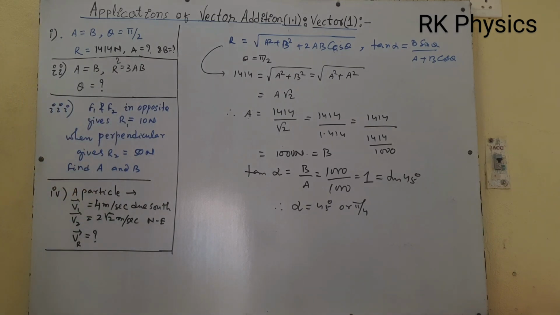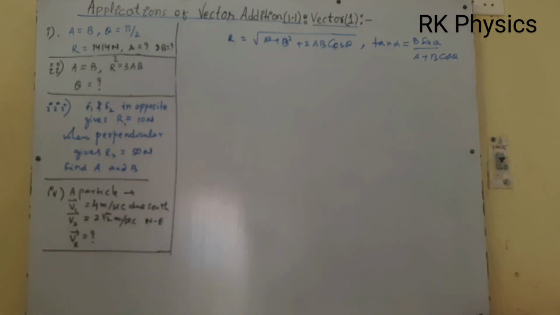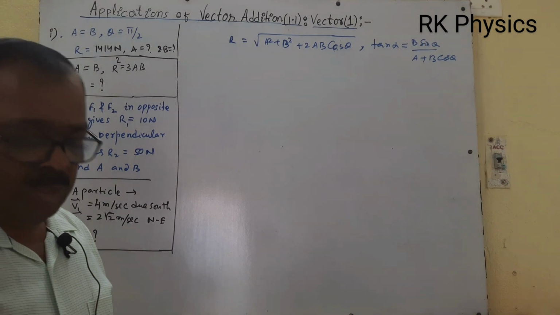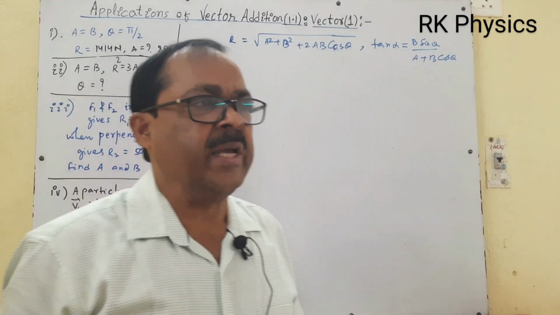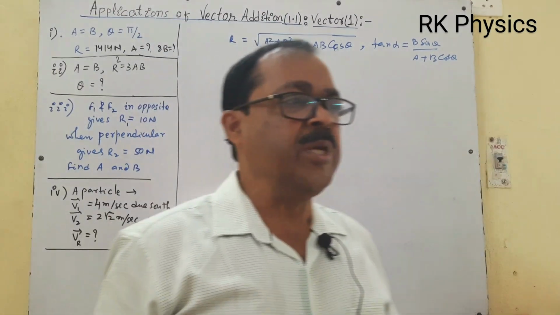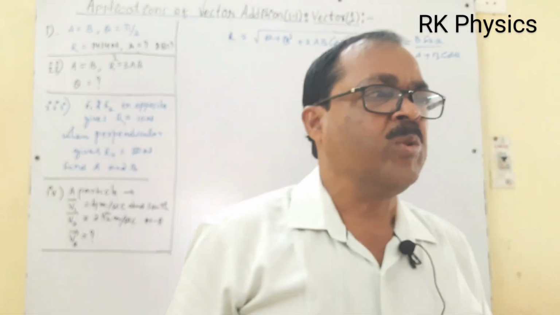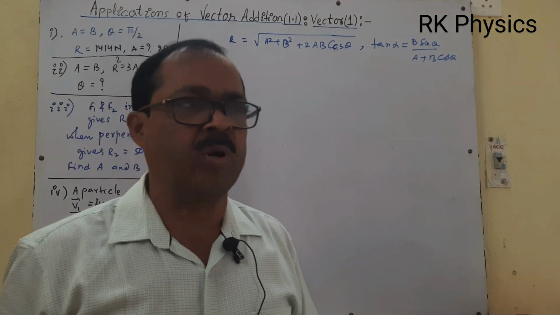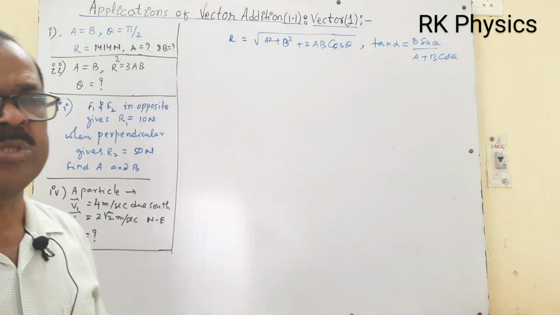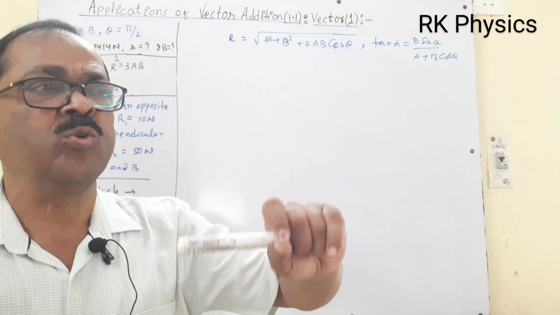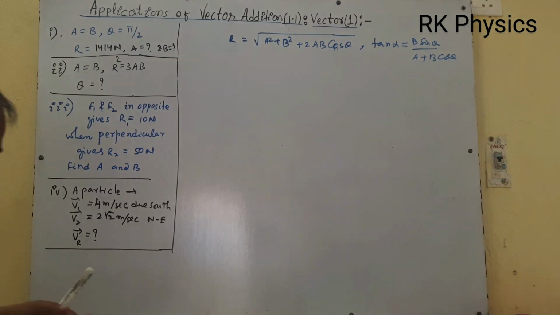This is your equation. Now let us come to the second part, the second application. Here we are given two vectors A and B with the same magnitude. The square of the magnitude is given as 3 times their product. Your duty is to find the angle between the two vectors.